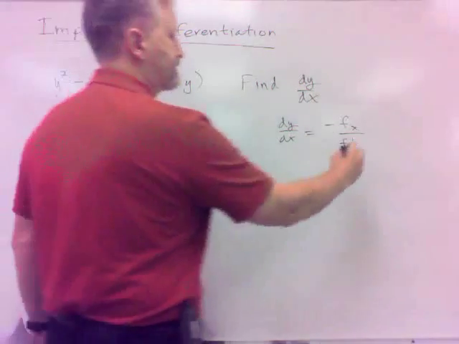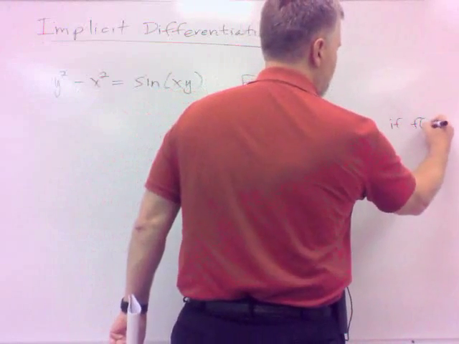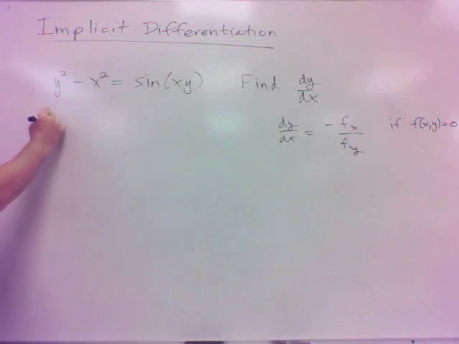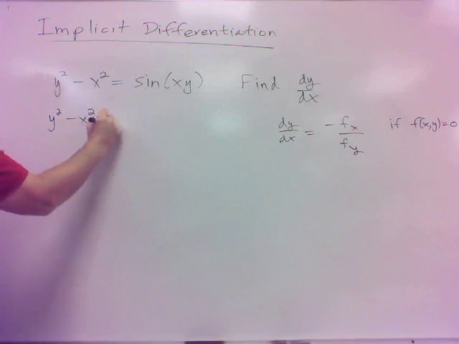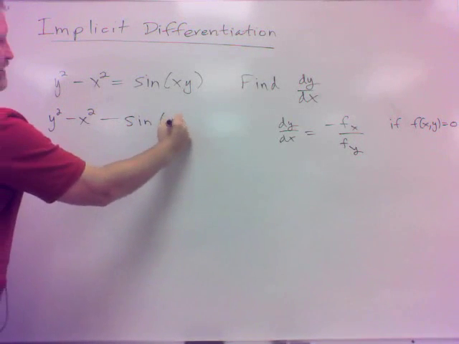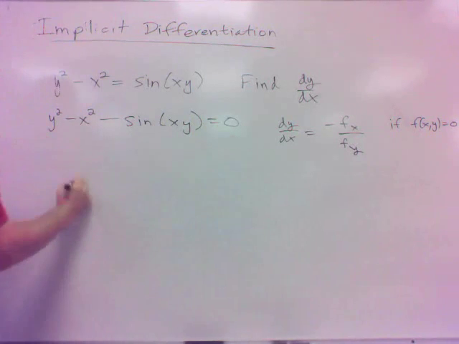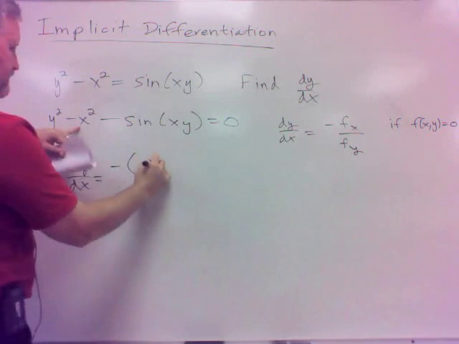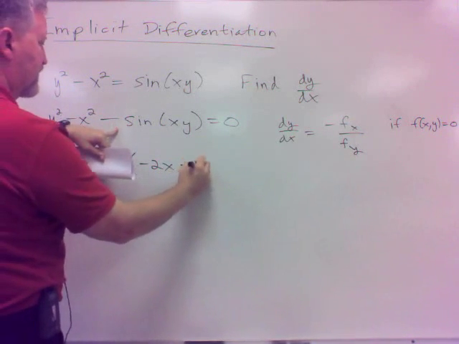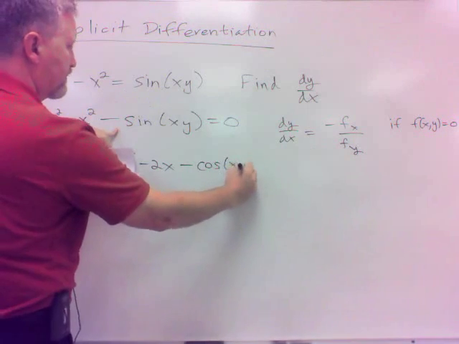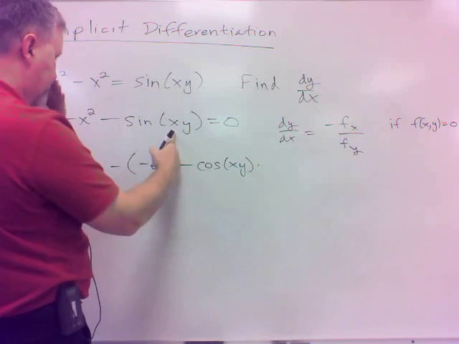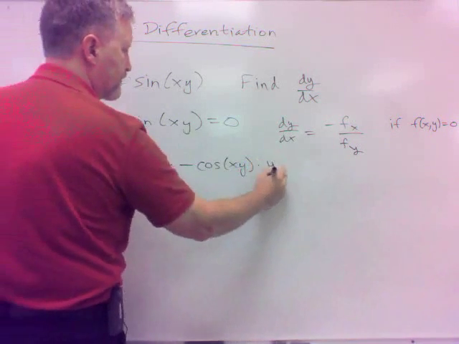Yeah, if f of xy equals 0 is the way that works. So yeah, subtract the sine xy. Then we can do this: dy dx equals, well, it'd be negative of what? Negative 2x minus cosine xy. Derivative of the inside would be what we're doing, partial with respect to x, so that'd be y.